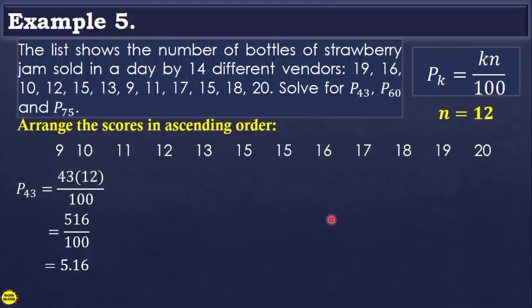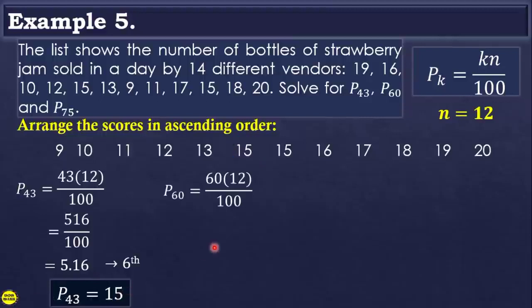Since hindi whole number yung nakuha natin sagot, i-round natin to the next whole number yung sagot natin. So magiging 6 na yan. Okay? So ibig sabihin yung 43rd percentile natin is nasa 6th position. So, 1, 2, 3, 4, 5, 6. So, ito yung 43rd percentile natin. Okay? So, yung 43rd percentile natin is 15.